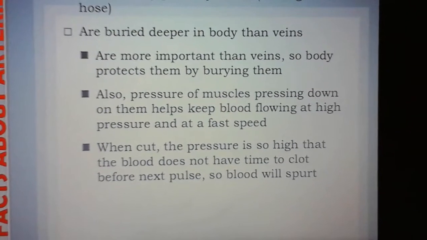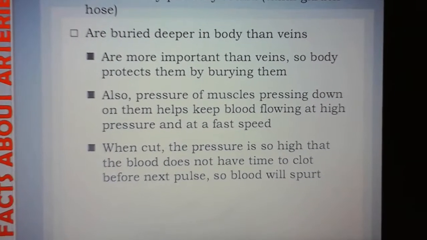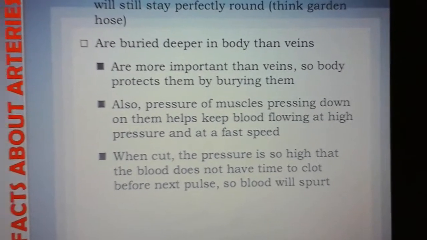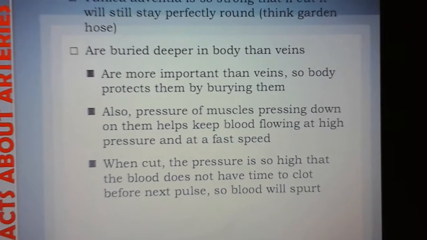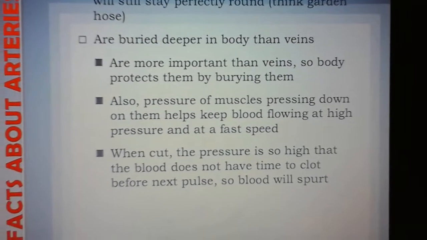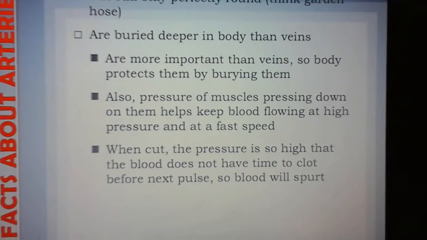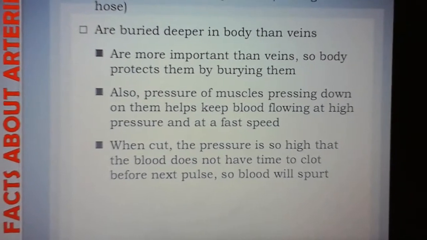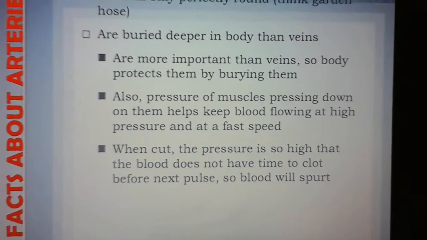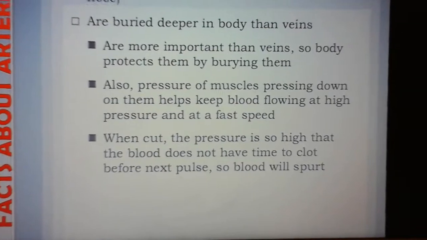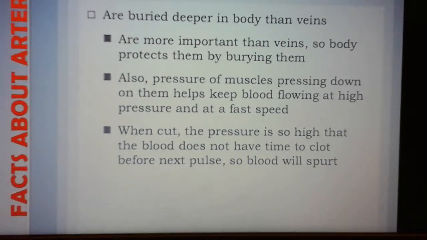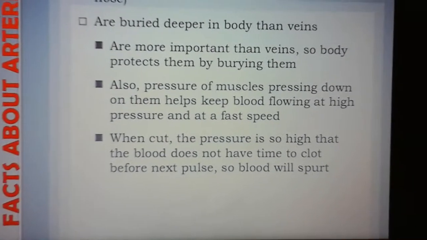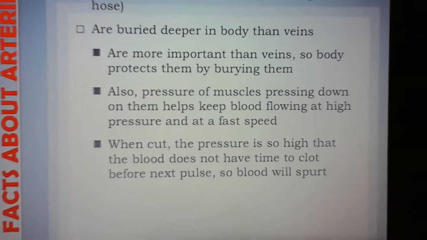Also, the pressure of the muscles pressing down on them helps keep blood flowing at a high pressure and a high speed. Blood flows faster through an artery than through a vein. Because arteries are carrying nutrient-rich blood, you need that oxygen and those nutrients to hit those tissues really fast. And so they're under high pressure, and also it's like sitting on a water balloon. The water's going to shoot out. So the pressure of your muscles pushing up against the artery helps keep the blood flowing faster.